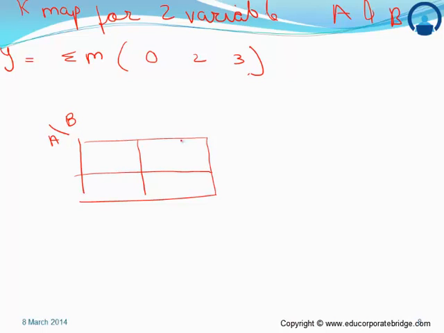Let the K-map equation, that is the minimum equation y, be given by sum of m 0 to 3. So K-map for two variables, the first variable will be A, the second variable will be B. Now as we can see, the K-map is having 0 1 2 and 3. So before writing down the equations, let's check out how the values can be found out. This is 0, this is 1, this is 0, this is 1.